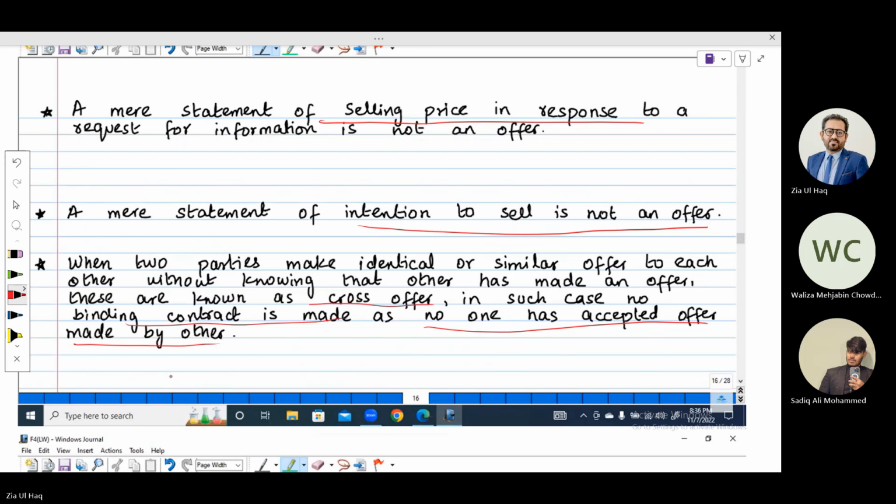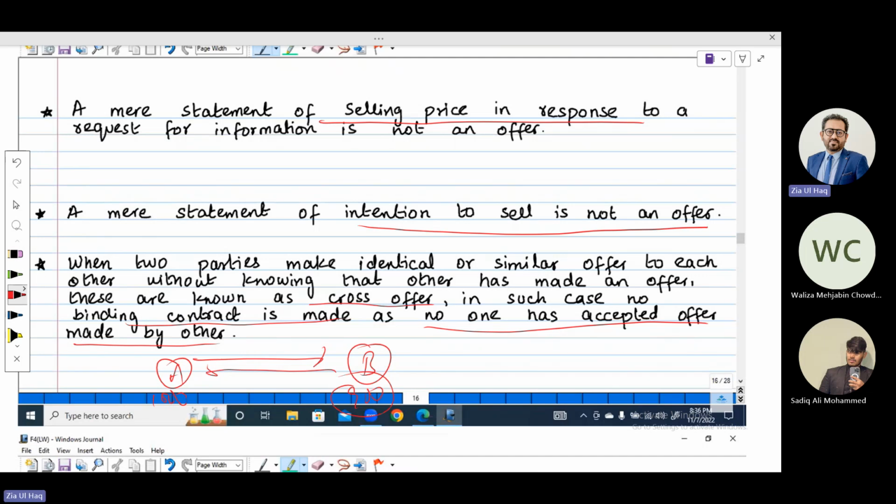So A said, I want to sell my mobile for 1000. B said, no, I want to buy your mobile for 900. And A rejected the 900 offer. Now B says, okay, I want to buy at 1000. So that is not acceptance, because A's offer was cancelled with the cross offer of B.